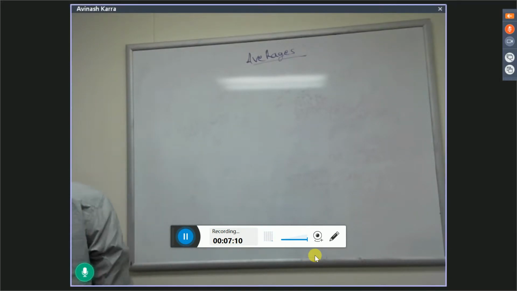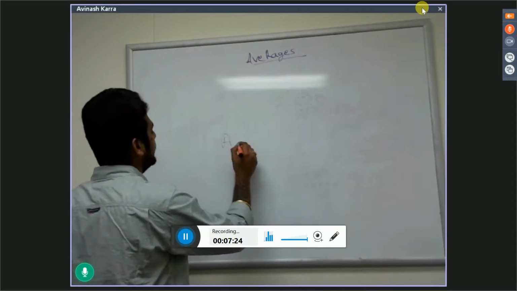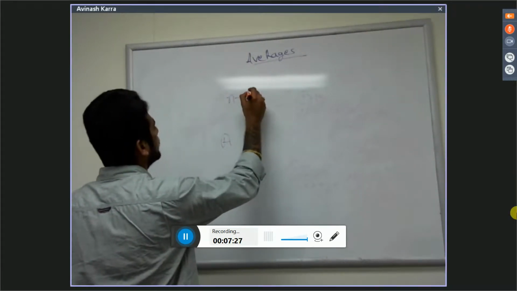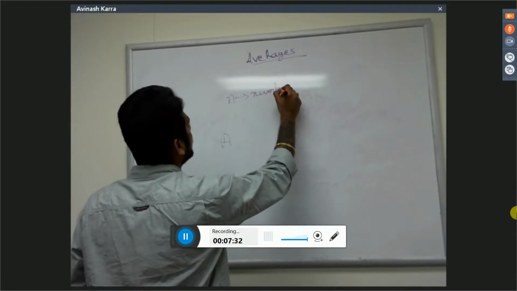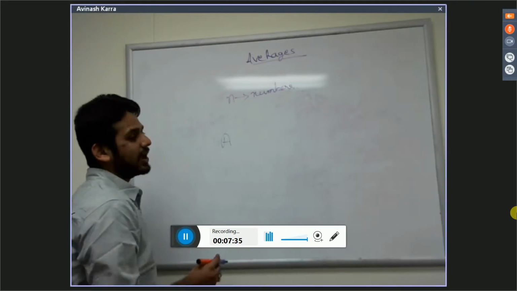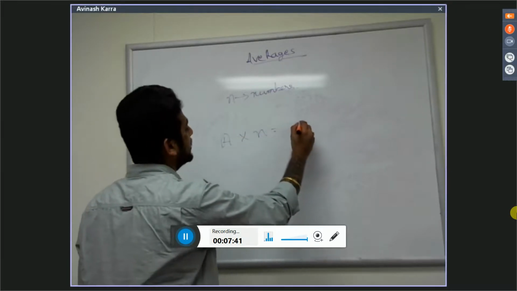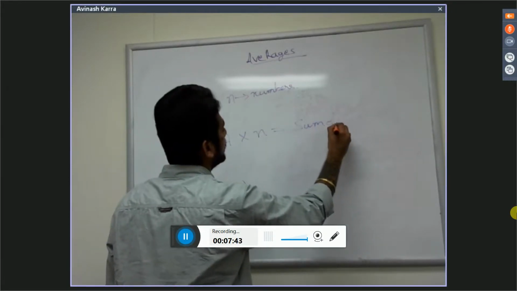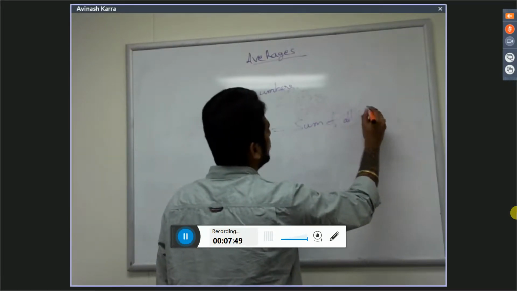Next, coming to the tactic E1. If you know the average A of a set of n numbers, multiply A by n to get their sum. If I know the average A of a set of n numbers, multiply the average with n so that you'll get the sum of all the values.